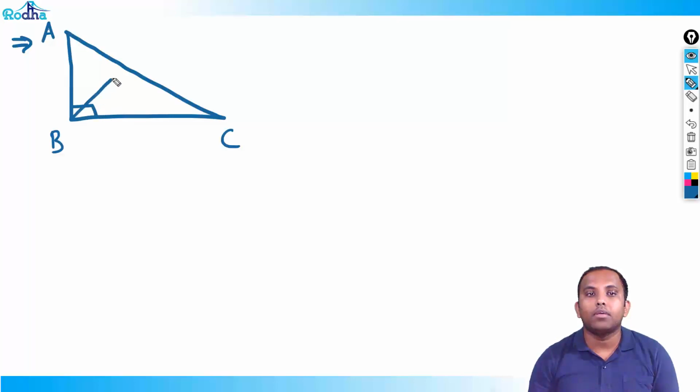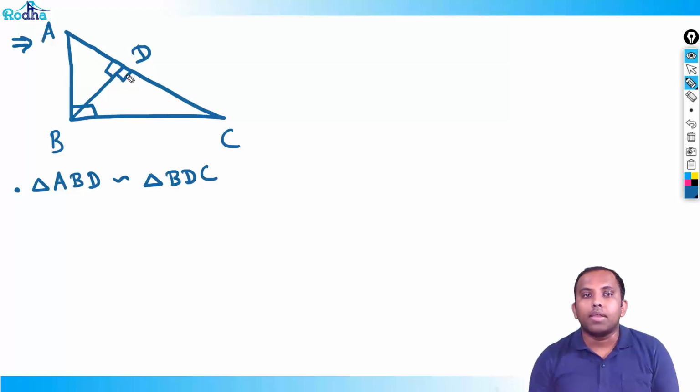Now BD is a perpendicular to side AC. So now here we have three pairs of triangles, not sides, sorry. Here we have triangle ABD. Can I say triangle ABD is similar to triangle BDC? Can I say it? Two smaller triangles, right? Triangle ABD is similar to triangle BDC.